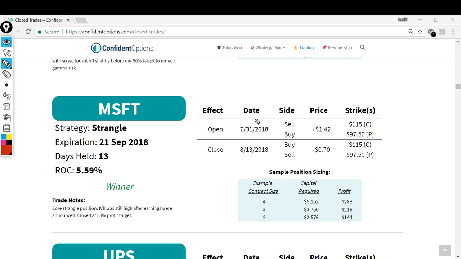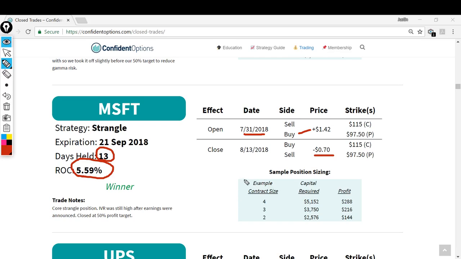So Microsoft here collected $1.42, and we opened it again on 7/31. We ended up closing the trade on 8/13, so we held it for 13 days, including weekends. Take a couple days off there for the weekend days, and you actually get the number of actual trading days that occurred, and we closed it for 70 cents. So a return on capital of about 5.5%, a really great winner for us.